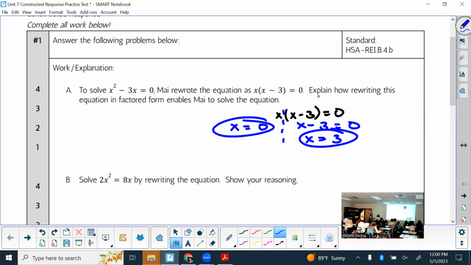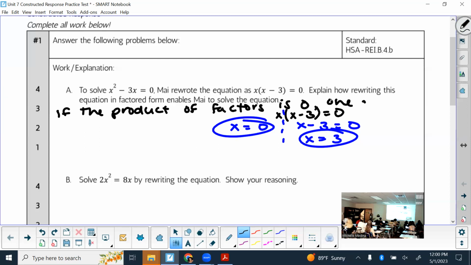So you have to explain how rewriting it as factored form enables her to solve the equation. So you could mention the zero product property. That's really what you did. If the product of factors is 0, one of the factors must be 0.